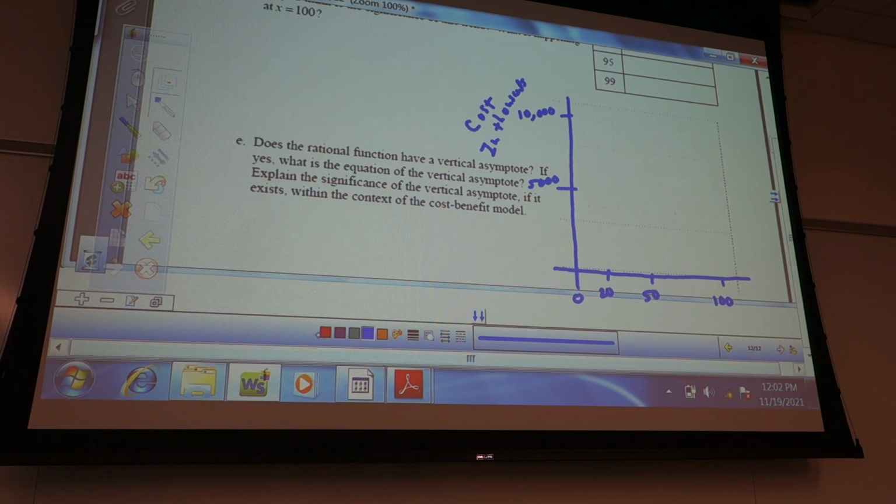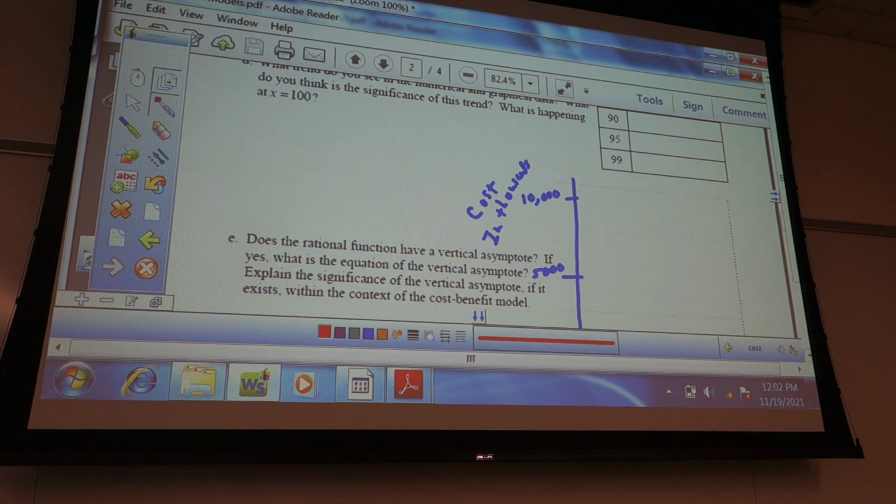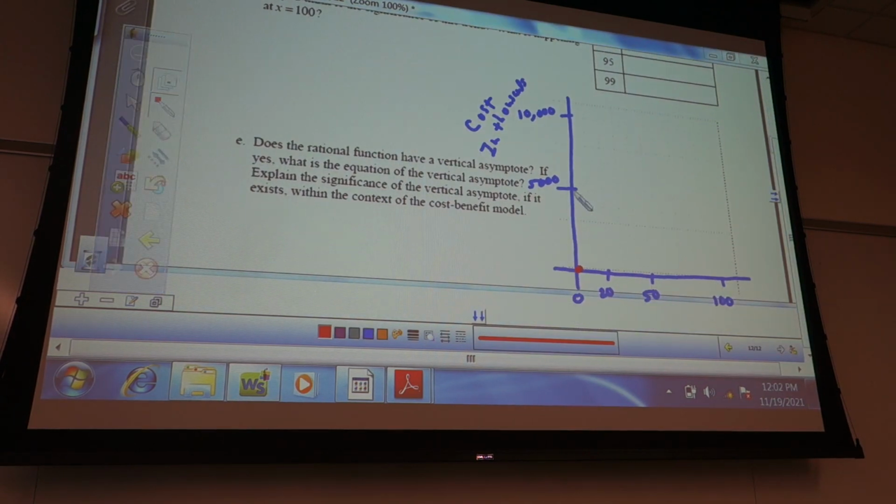All right, so then let's graph these. Everybody graph your numbers there. 0 obviously costs 0. And then we went to 20 costs 30. So each one of these is 5,000. 30 is like nothing. Right, this is 1,000 here.